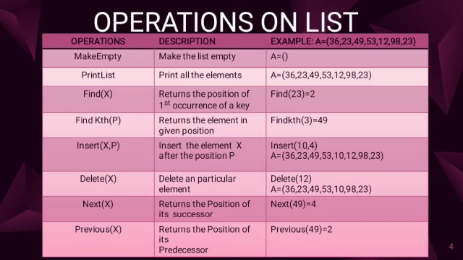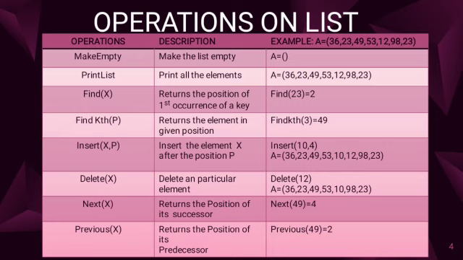Next one is the next operation. It is used to return the position of its successor. In our example, we find the next of 49. The next element of 49 is 53. The position of 53 is 4. So we return the value 4.